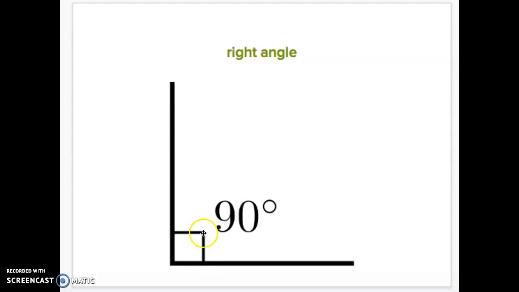You will see this little corner marking for all right angles. Typically, they don't put the 90 degrees there, so you're going to have to know that that box represents 90 degrees.